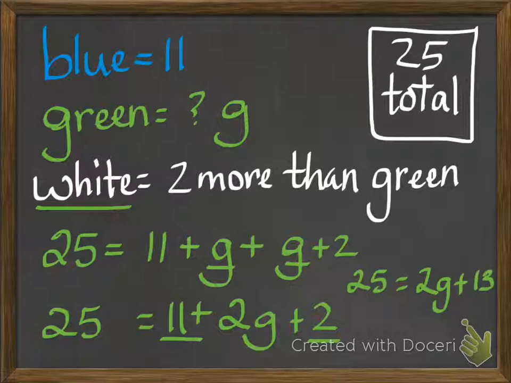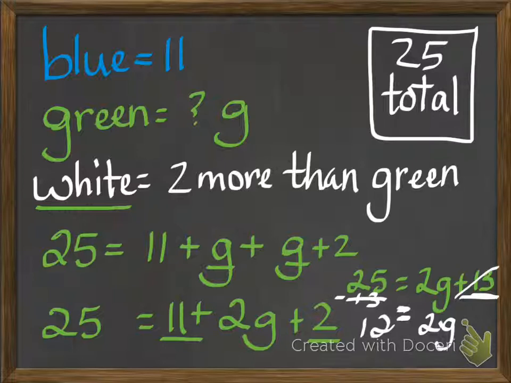Now this is where algebra becomes kind of like a teeter-totter. So I imagine that the equal sign is the fulcrum of a teeter-totter, and whatever I do on the right side, I've got to do on the left side. Whatever I do on the left side, I'm going to do on the right side. So I've got plus 13. I'm going to subtract 13 to get rid of that. If I subtract it from this side, I've got to subtract it from this side. Okay, so 25 minus 13 is 12. And 12 will now equal 2g.